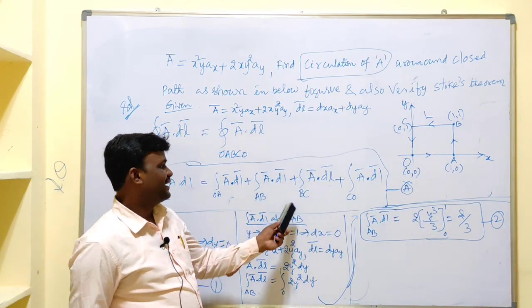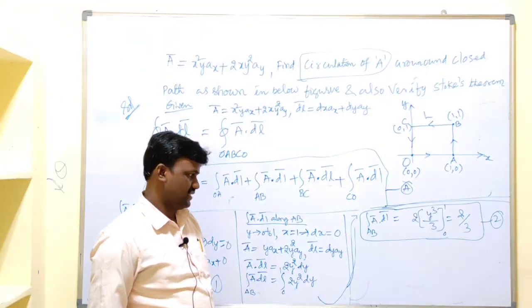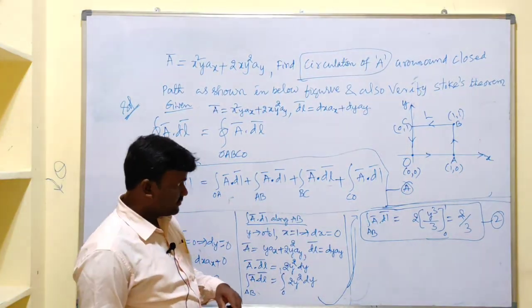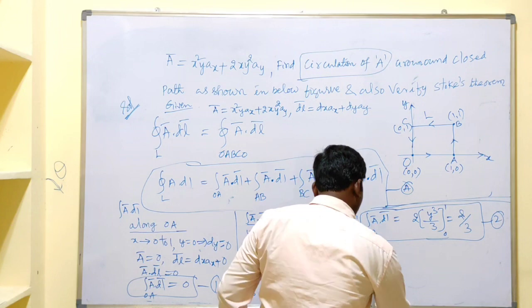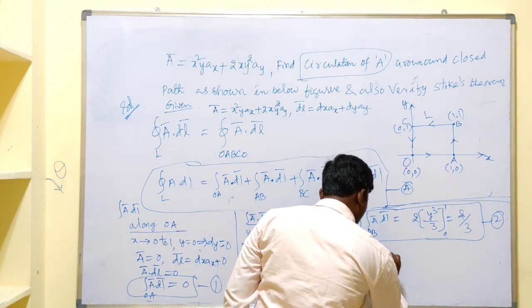We need to find the remaining two, that is along BC and along CO. Along BC, integral A bar dot dl bar along BC.